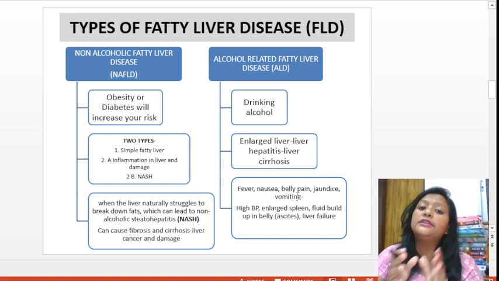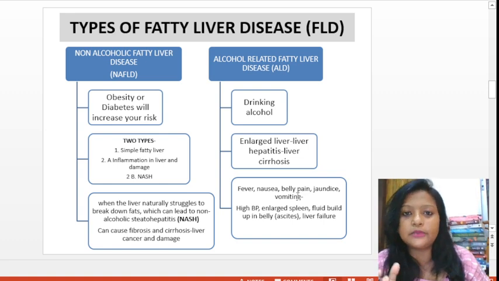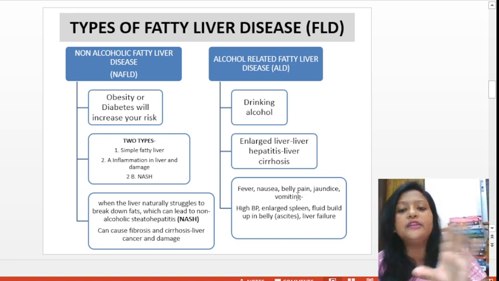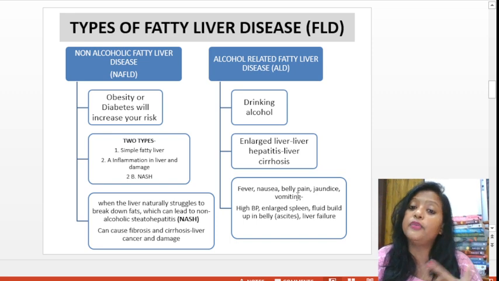Now we'll talk about the types of fatty liver disease, also called FLD. I'll be saying FLD sometimes, so do not be confused. FLD is fatty liver disease. Now there are two types of fatty liver disease. One is non-alcoholic, and one is alcohol-related.